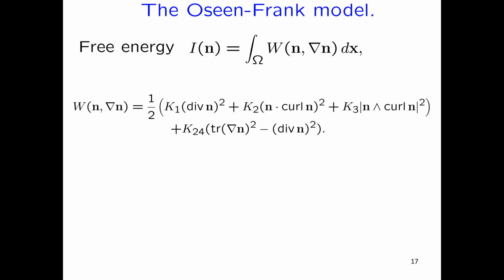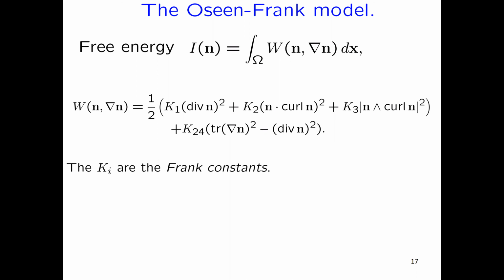So we've got div n squared here, we've got the curl n, and there's a square, and there's a curl n here, there's a square, and here there are squares. However, there's a couple of places where n itself appears, n dot curl n and n cross curl n. So actually, if you make the assumption that w is quadratic in the gradient of n and satisfies appropriate invariance requirements, which are physically necessary, then you end up with this Oseen-Frank form.